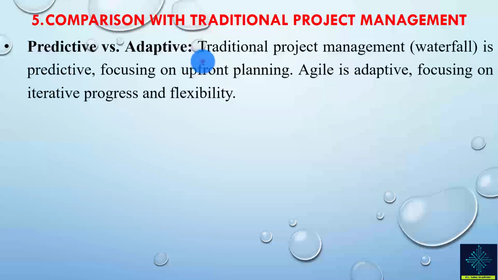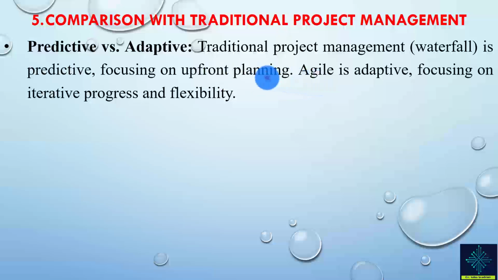This is a quick comparison between traditional project management and Agile. First, we'll talk about predictive versus adaptive. Traditional project management, or the waterfall, as we might call it, depends on the predictive way, to predict what would happen in the future. Because of this, they focus on upfront, comprehensive planning. We cannot start without comprehensive plans.